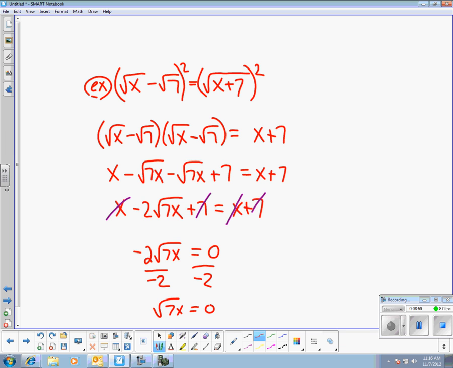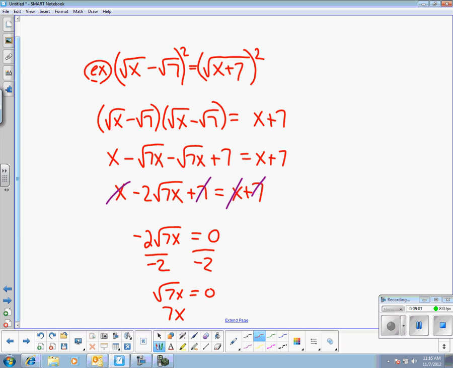All right, square both sides and you get 7x equals 0. Divide by 7, x would have to equal 0. Okay? So the one answer I have is 0, and I need to check it. I got confused for a second because I adjusted my original. My original is square root of x minus square root of 7 equals square root of x plus 7. So if 0 will work for this, then I'm in good shape.